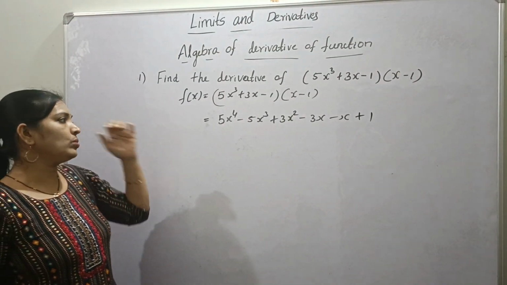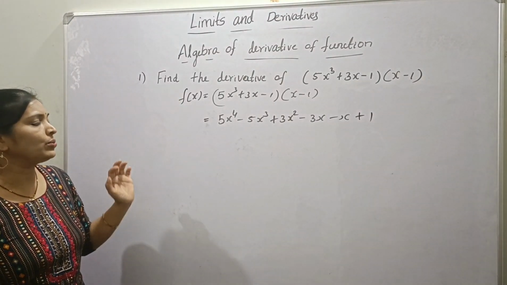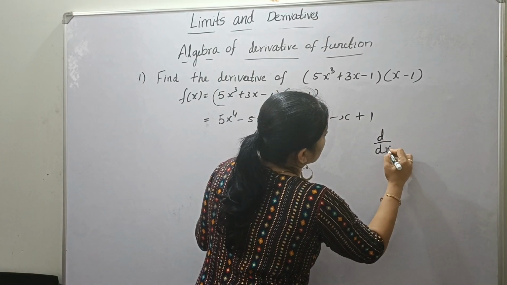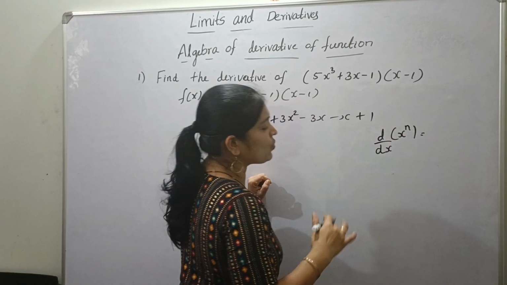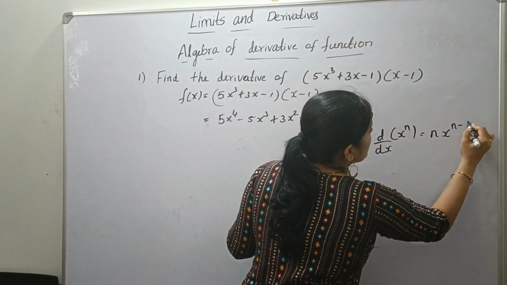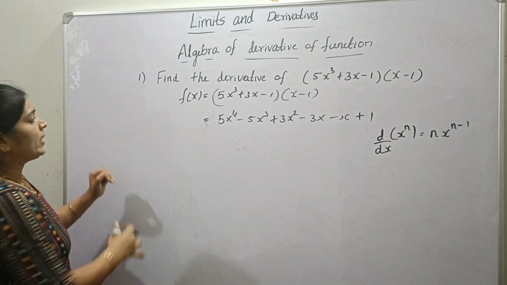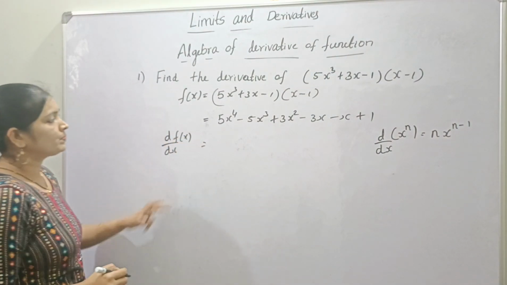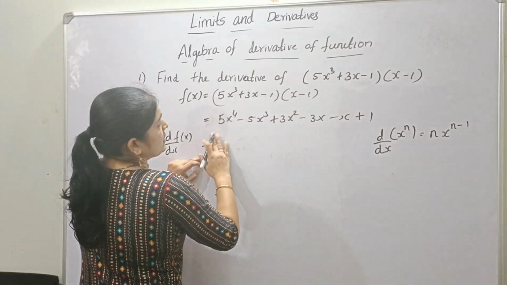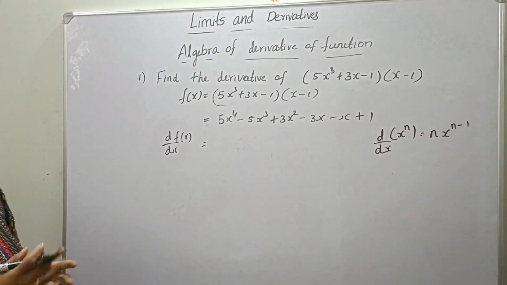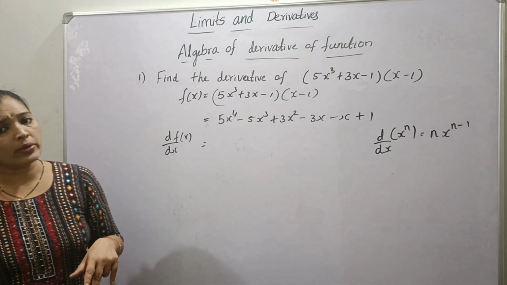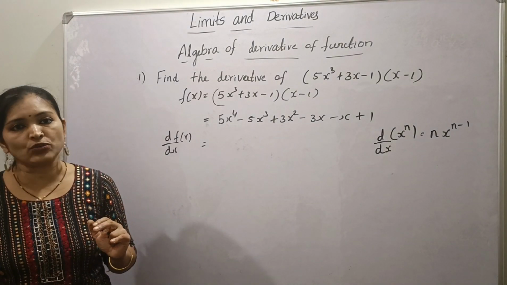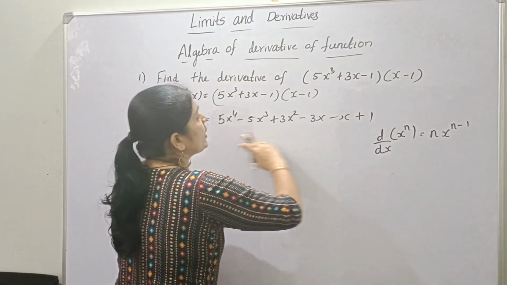So here we have to find this derivative. We have to apply one formula that we have already learned: d by dx of x raised to n, that is the derivative of x raised to n, is equal to n into x raised to n minus 1, right? So here df by dx is equal to... here we see subtraction and addition, right? We know that the derivative of a sum of two or more functions is equal to the sum of the derivatives of those functions. So here also we can split the derivatives.